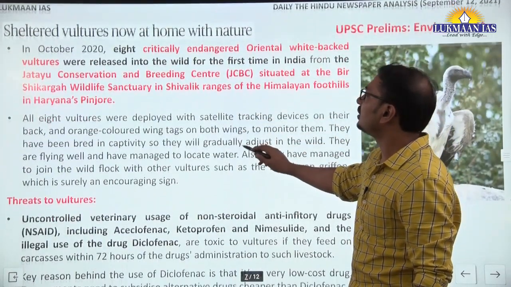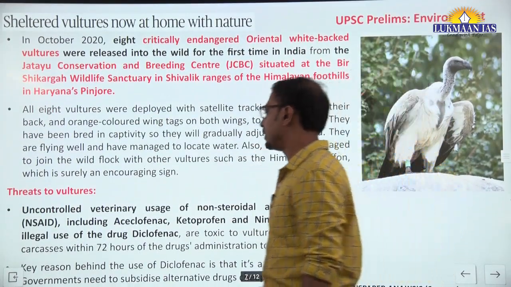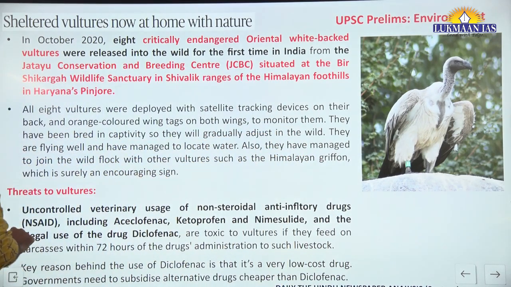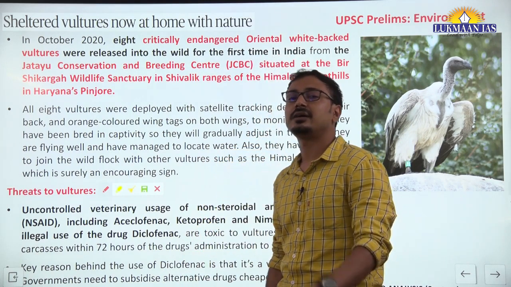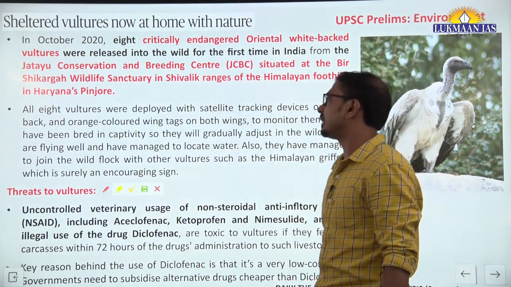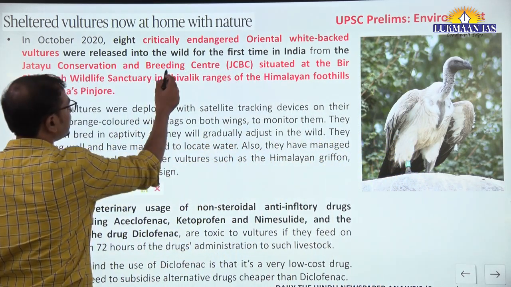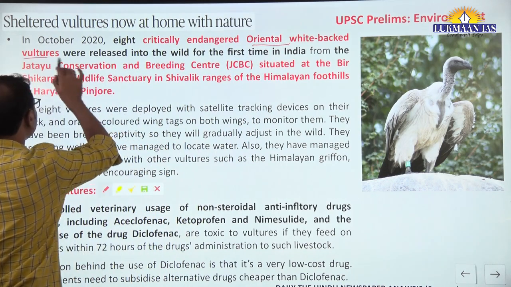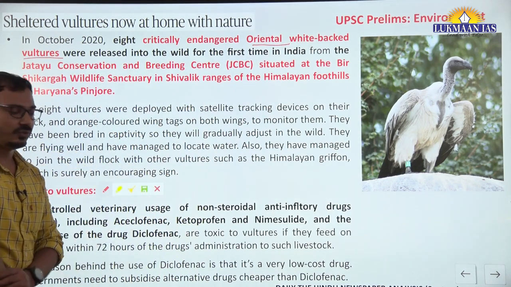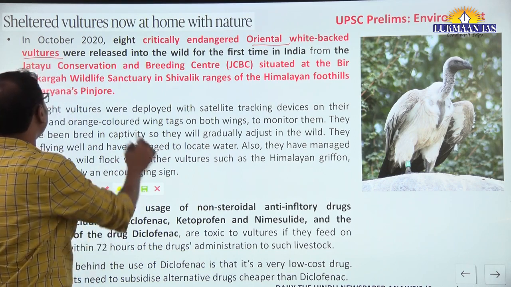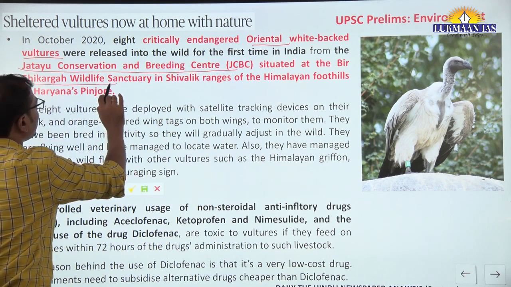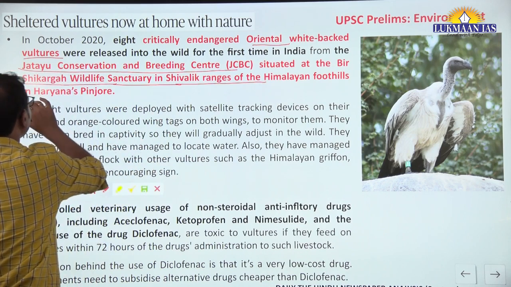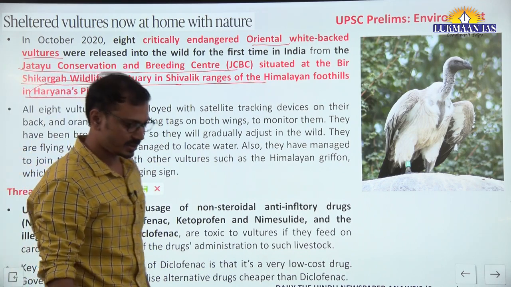Now, sheltered vultures now at home with nature. This is important for the prelims examination. Most of the vultures in India are threatened species, and 3 such vulture species are critically endangered in India. So that can be asked in the prelims examination. One of them is the critically endangered oriental white-backed vulture. Now 8 of these vultures were bred at the Jatayu Conservation and Breeding Centre situated in Bir Shikargarh Wildlife Sanctuary in the Shivalik ranges of the Himalayan foothills in Haryana's Pinjore district.